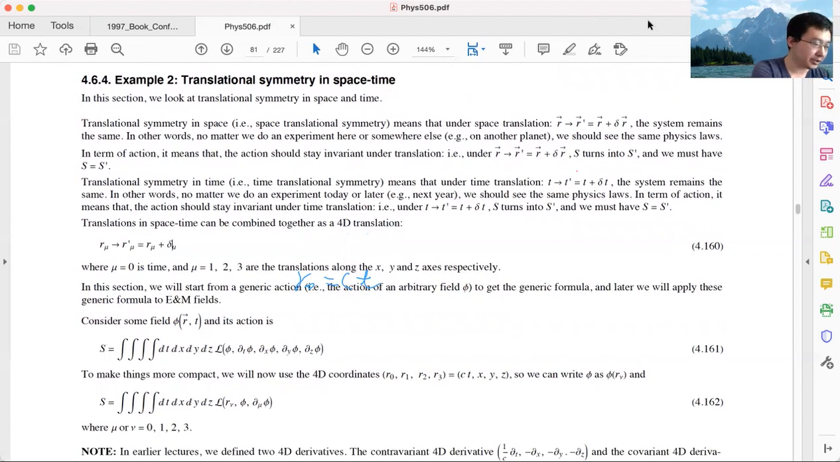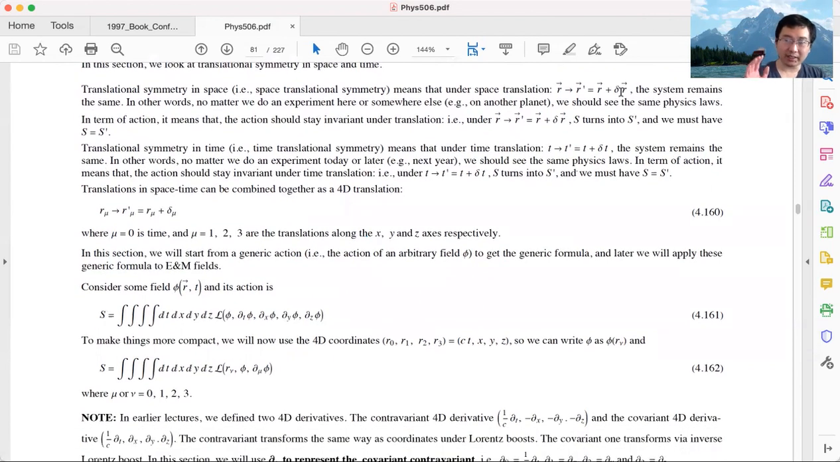Another thing I want to highlight is that in this section, instead of E and M fields, we will look at a generic setup. We will look at some general field φ. So I assume I have an action of some general field. This field φ could represent scalar potential, vector potential, quantum wave functions, elastic wave functions, or anything, some continuous quantity as a function of space-time points. We will look at this most generic setup, and later we will apply it to E and M fields in our lecture.